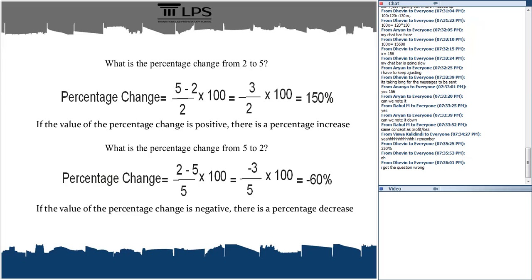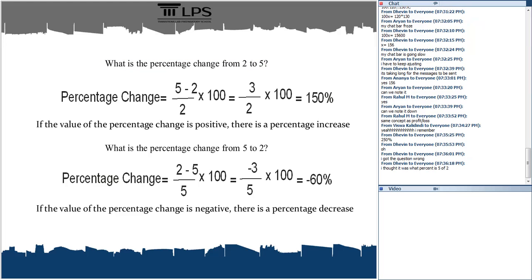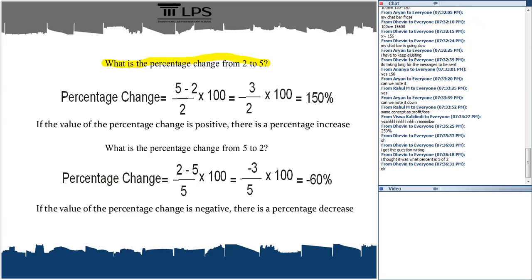The question simply says, what is the percentage change from 2 to 5? The question is simply asking you, this is the question. What is the percentage change from 2 to 5? Okay, fine. So it's 2 to 5. So that is the answer. Percentage change is final 5 minus initial upon initial into 100. If the value of the percentage change is positive, yes, it is positive. So I would say that there is a percentage increase.